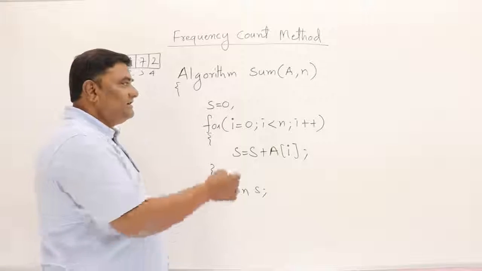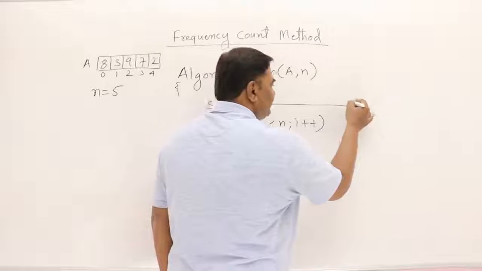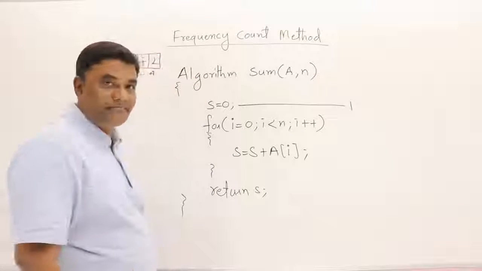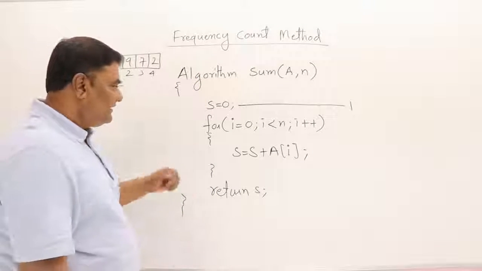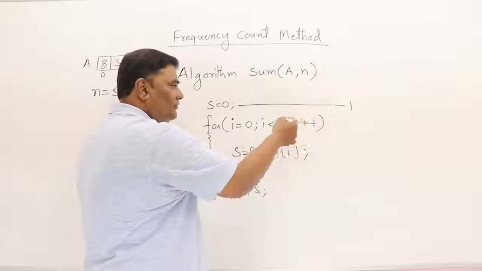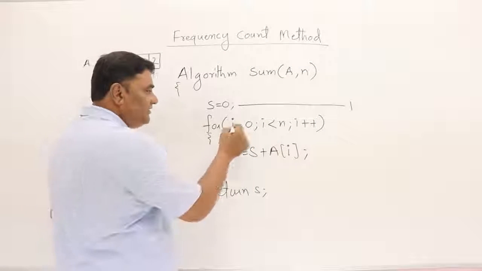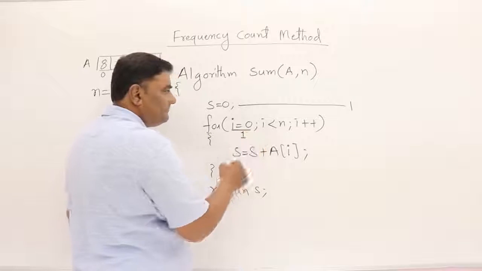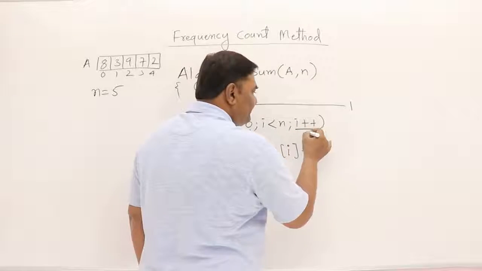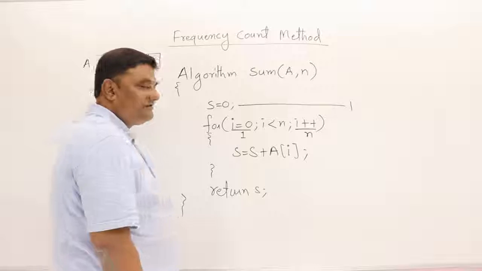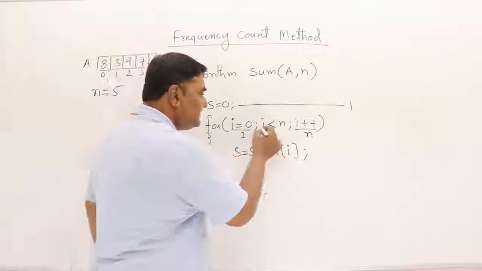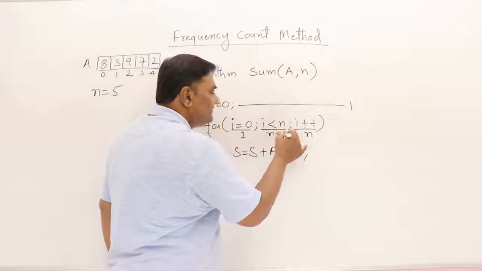So let us see. This is a simple statement, so this takes 1 unit of time. And as this is a for loop I have written in C language code, in this one, we know this will execute for 1 time. And this will repeat for n times. But this condition will be checked for n plus 1 times.